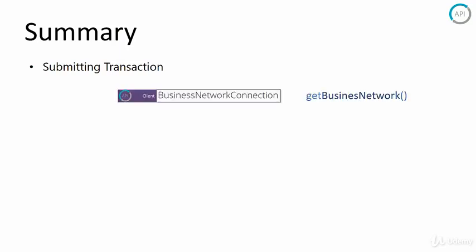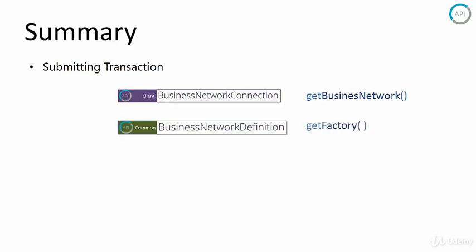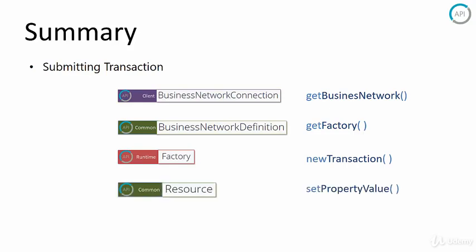Let's summarize. In this lecture, I covered how you can submit a transaction to the Fabric runtime. Multiple classes need to be used for submitting a transaction. The first thing you have to do is create the connection using the business network connection class, and then call the get business network, which returns an instance of the business network definition. Then on the business network definition, you need to invoke the get factory method that returns an instance of the factory. On the factory object, you invoke the new transaction function, and that creates an instance of the resource.